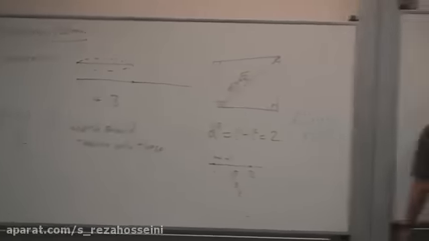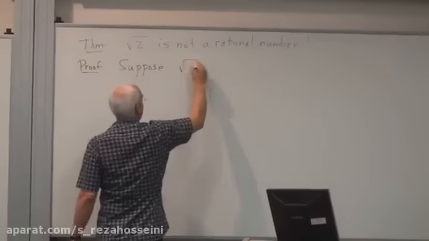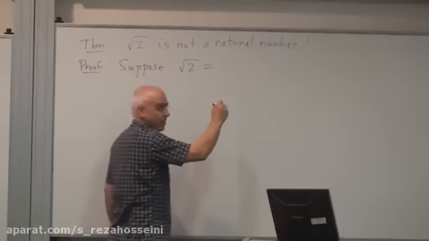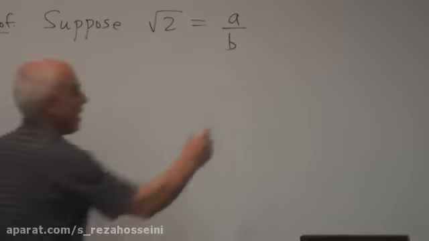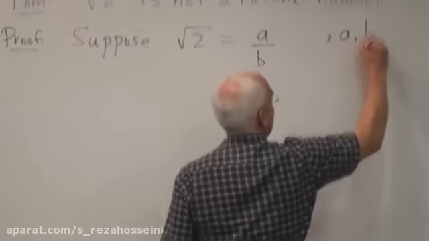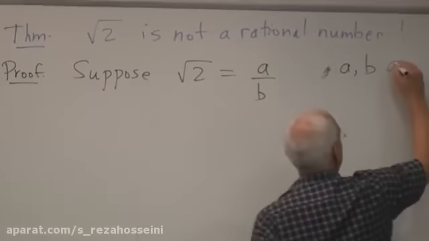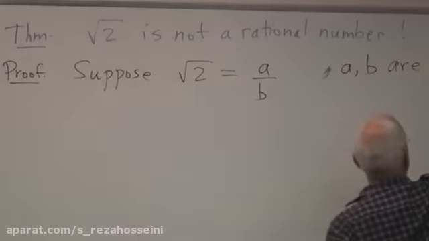So let's see why this is true. It's a famous argument. So, proof. Suppose that root 2 actually is a fraction, a over b, where a and b are natural numbers.